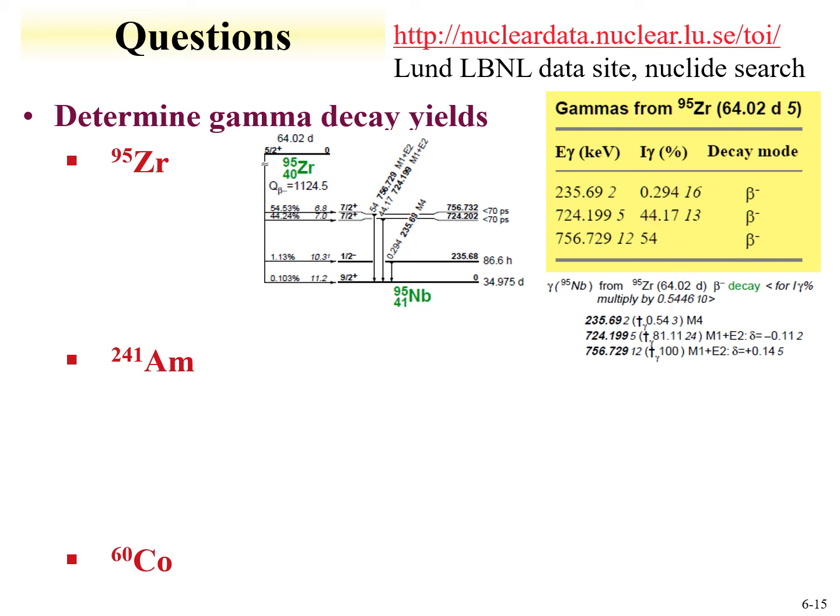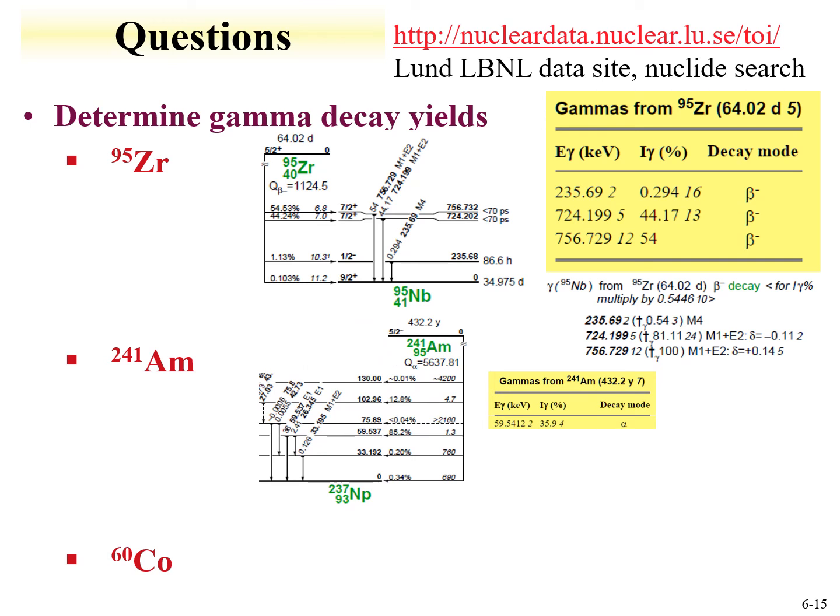We can also look for the data for americium-241, which decays prominently by a 59.5 keV photon. If we go to the Lawrence Berkeley site, we see that the gamma intensity is 35.9%. Comparing this with what we see from the table of the isotopes, here's americium-241. This is a truncated table, and it decays 85.2% of the time to this 59.5 keV excited state.